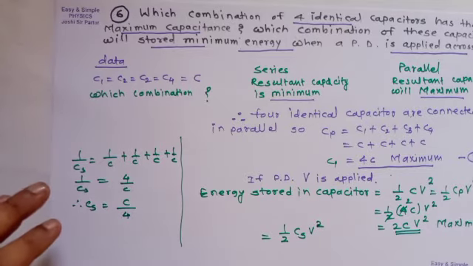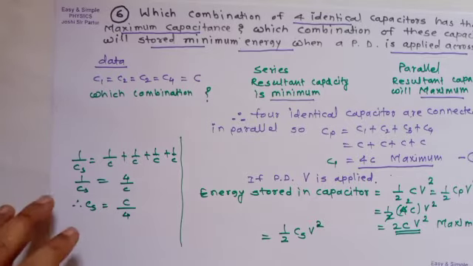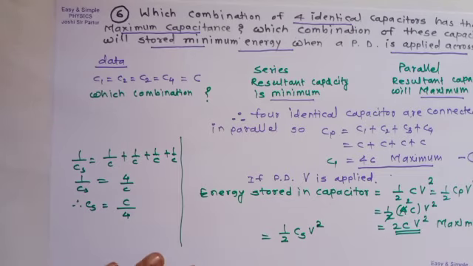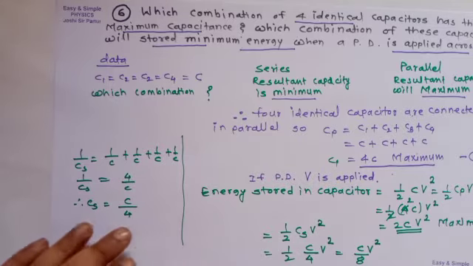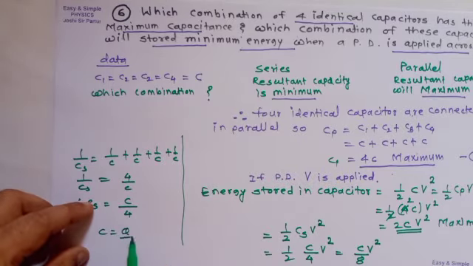If we use this value C by 4, then the energy stored in the capacitor will be 1 upon 2 into C upon 4 into V square, that is C upon 8 V square. So energy is minimum. But if we want to find the value for charge, C is equal to Q upon V, therefore Q equal to CV.